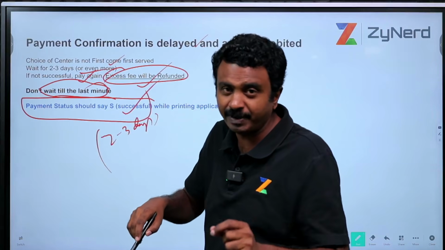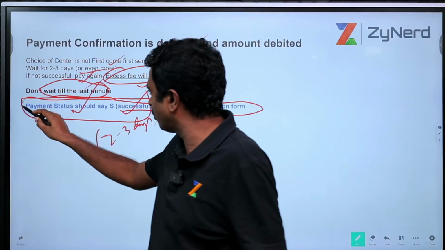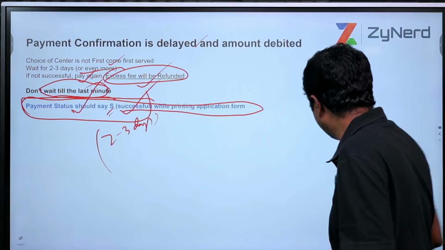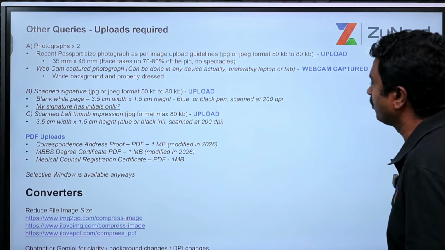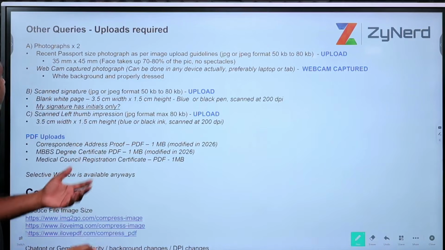Even if it is a second payment, do that, and payment status should say successful while printing the application form. If it does not say yes, then it means your payment has not been done. Take care of that. Other queries, uploads required. We already know the uploads required. We will quickly run through that.